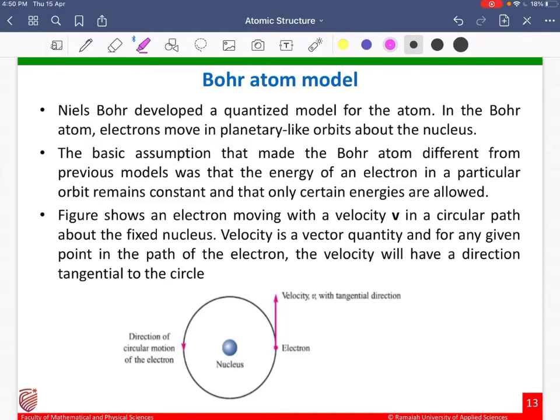The basic assumption that made the Bohr atom different from previous models was that the energy of an electron in a particular orbit remains constant and that only certain energies are allowed. So this is the major difference between Rutherford's atom model and the Bohr atom model.